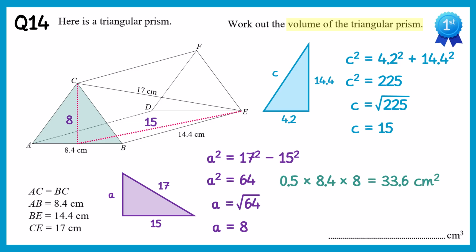All we need to do now is times it by how long the prism is, which is this length here at 14.4. So 33.6 times 14.4 gives you the answer 483.84. And that's the answer to the question.